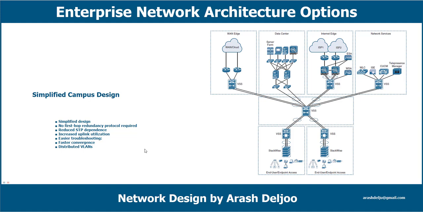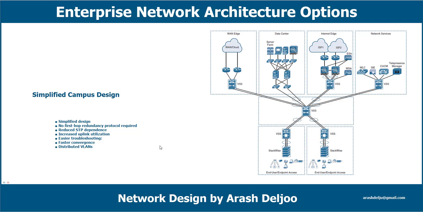After that, as you can see here, we have increased uplink utilization because we can aggregate all of the links to each other. We don't have any blocked link, and because of that we can say that increased uplink utilization is one of the benefits of this network design.